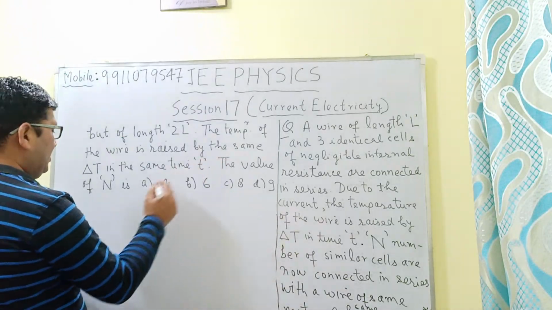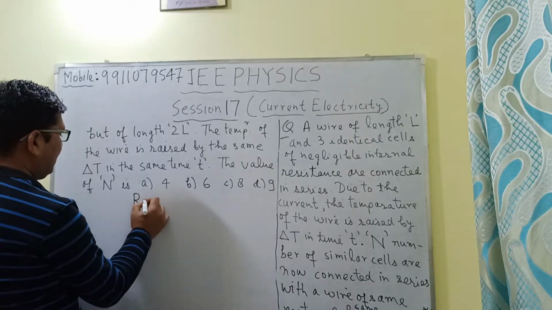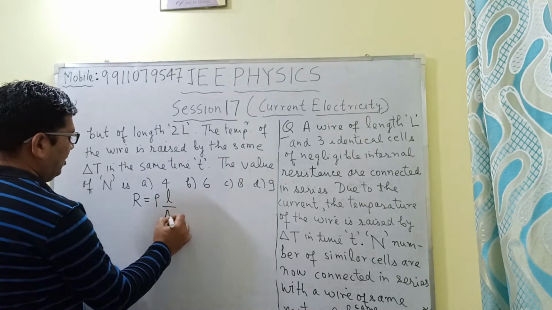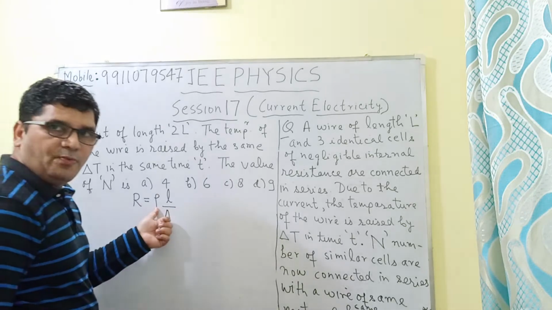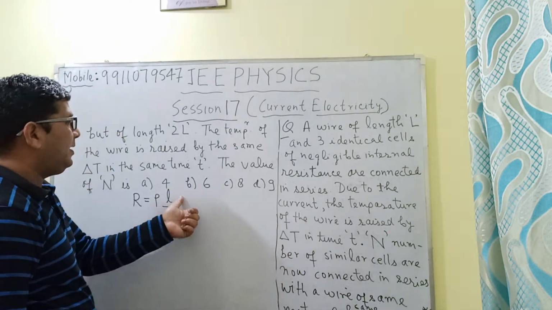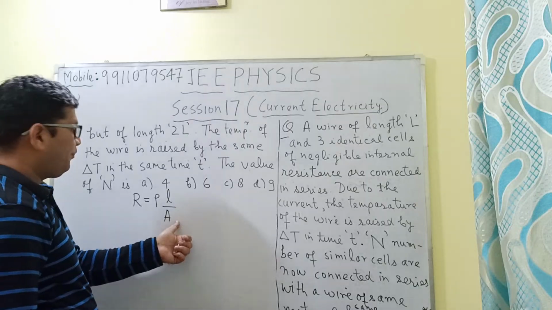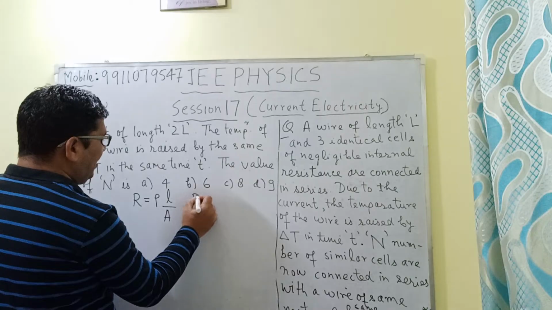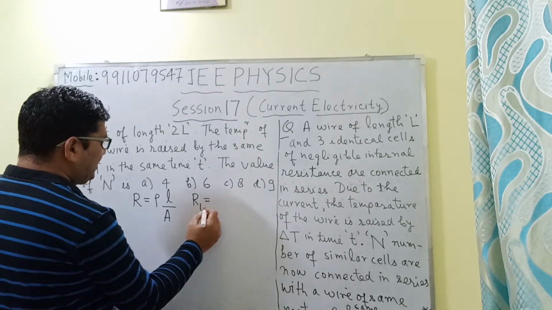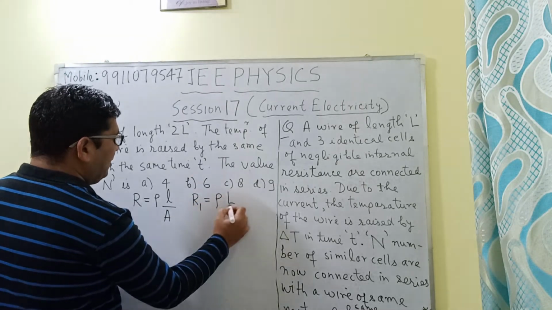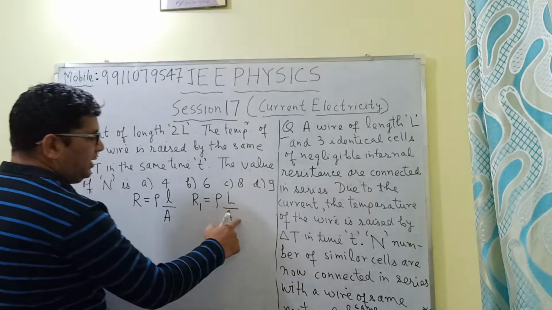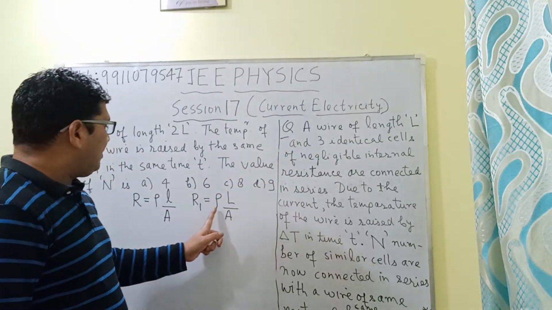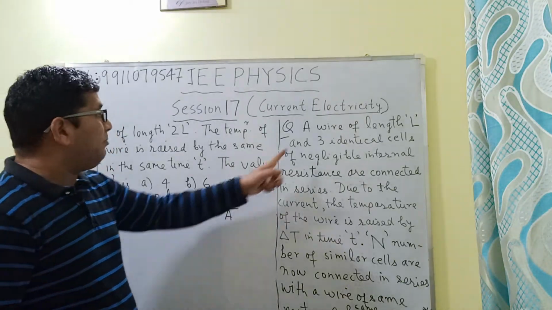So we know that the resistance of the wire is given by R is equal to rho L divided by A, where rho is the resistivity of a material, L is the length of the wire, and A is the cross-sectional area. So in the first case, say the resistance of the wire is equal to R1. So I will be writing R1 is equal to rho L divided by A, where A is the area of cross-section of this wire, and L is the length of this wire, and rho is the resistivity of the material of this wire.